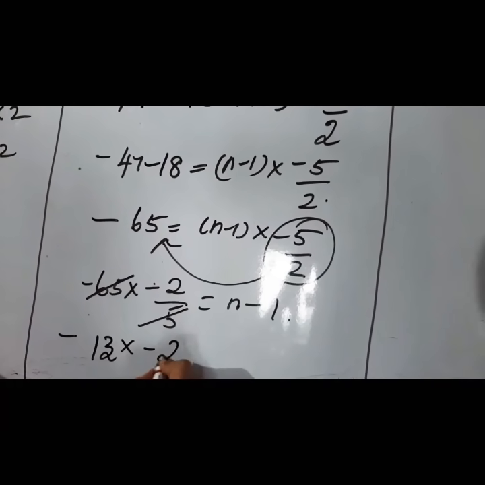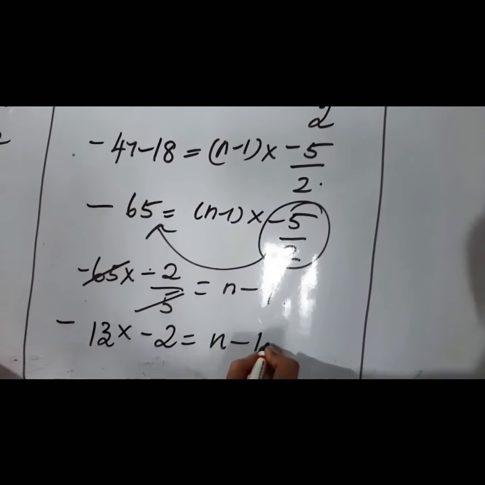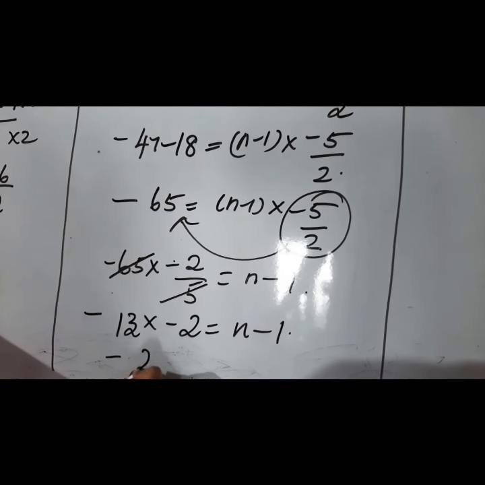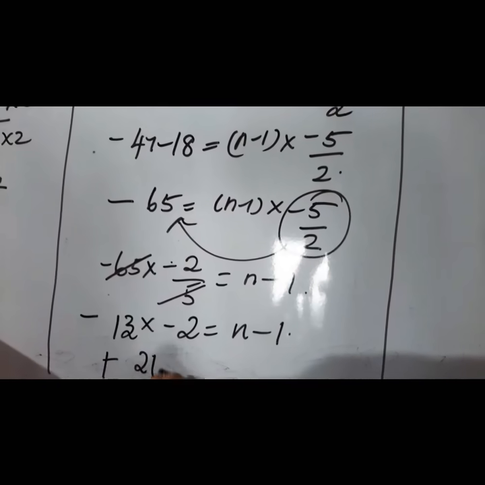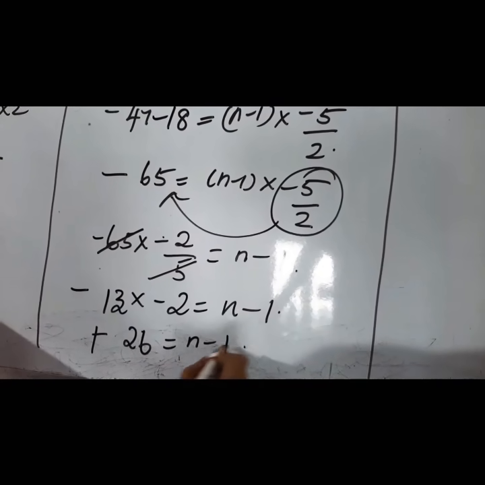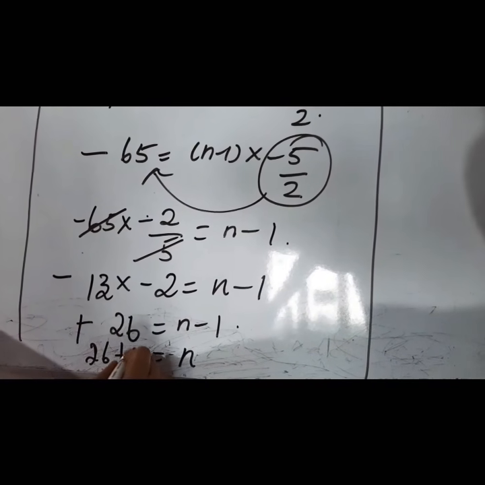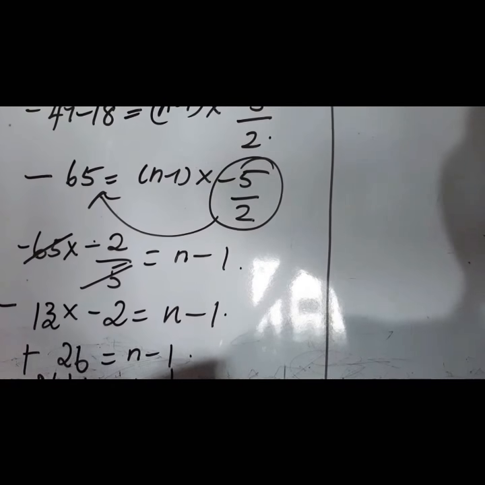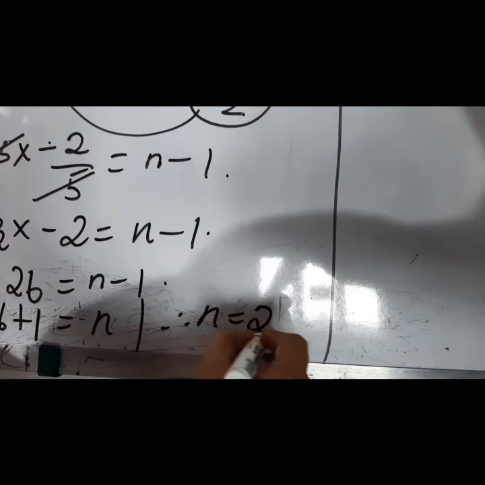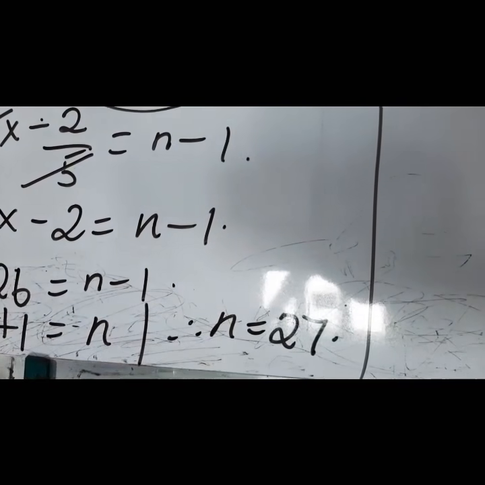Minus 13 into minus 2 is equal to N minus 1, minus plus 26 is equal to N minus 1. N is equal to 26 plus 1. Therefore, N is equal to 27. This AP has 27 terms.